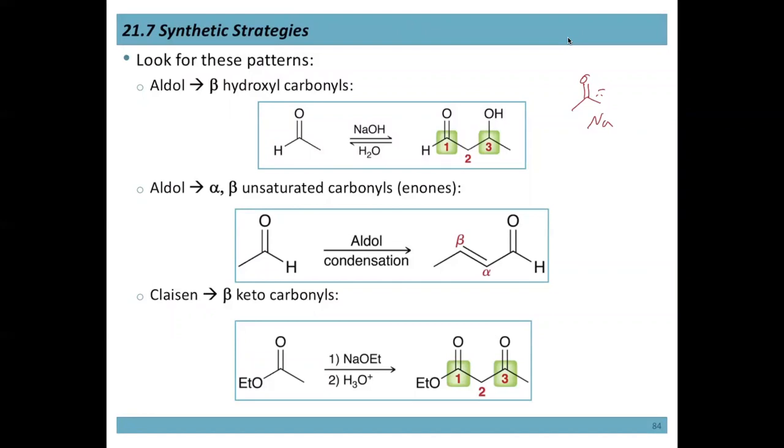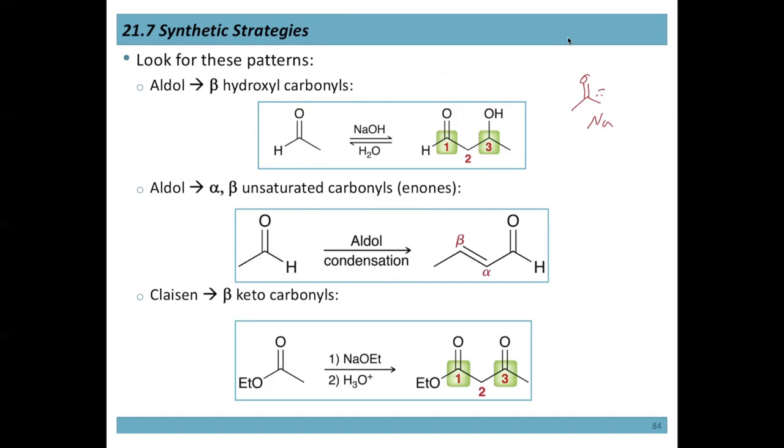So if you see a molecule that happens to have this 1,3 arrangement, where you have a carbonyl and on the alpha or beta position, you have a hydroxy group. So beta hydroxycarbonyl or a 1,3 dioxo compound, it may have come through an aldol reaction. The key for this is that you have one carbonyl and one alcohol.